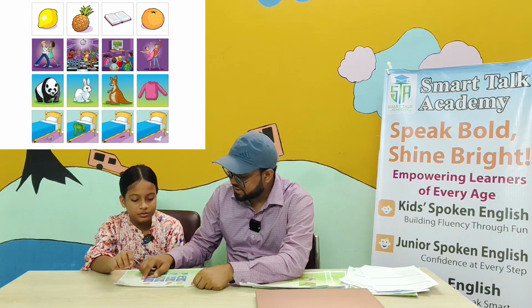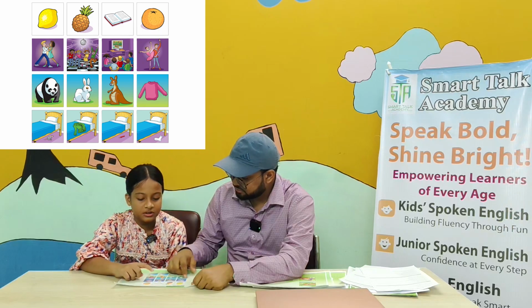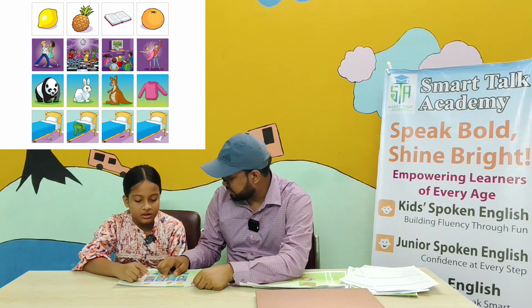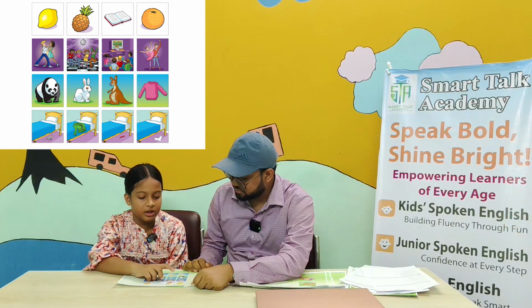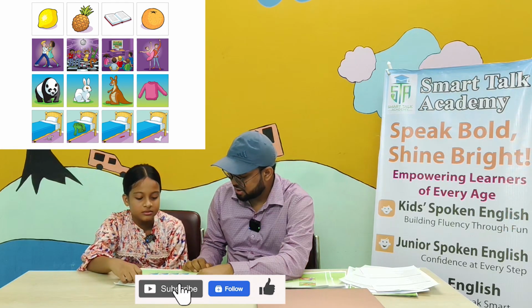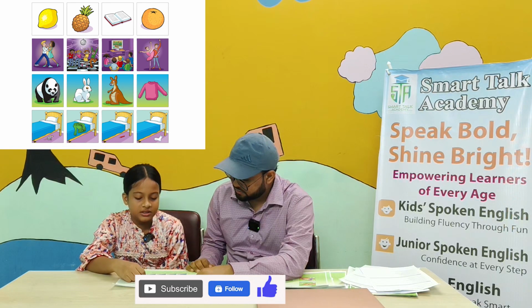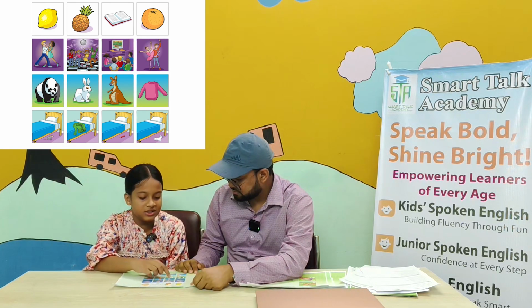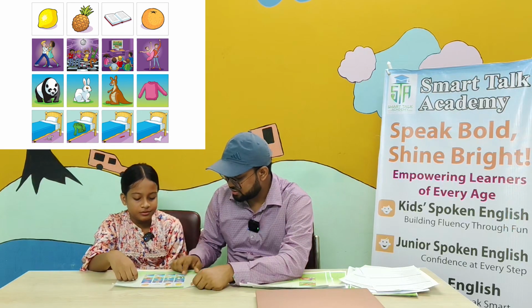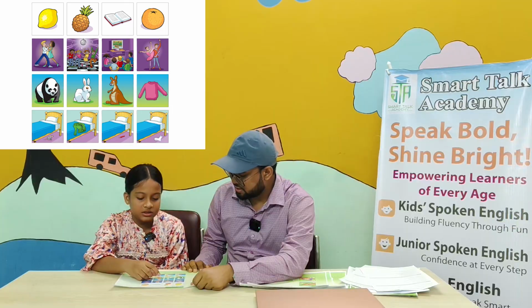Now in the second line, which one is different? This one is different. No, this one is different. Okay, so number 3 is different. Why? Because everyone is watching TV and the others are dancing. In the third line, the sweater is different, right? Because these 3 are animals. Which animals? Panda, a rabbit, and a kangaroo.